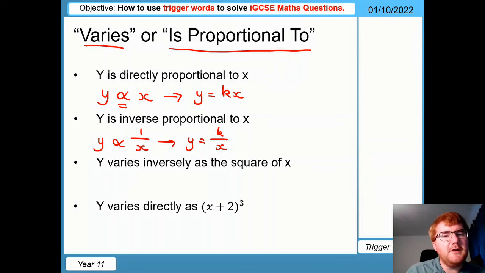The issue with this kind of question is the wording can vary quite often. So I'm going through a few examples here so you can see the right trigger words that you need in order to get the right information down.